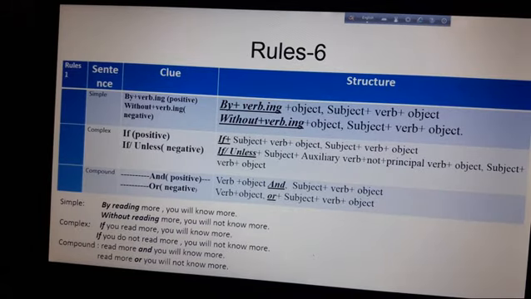If we see the example: by reading more you will know more, without reading more you will not know more. So in a complex sentence, for by there is use of if and there is use of a subject. In the second sentence there is use of you, for that reason in the first sentence you can use you. So: if you read more, you will know more. If you do not read more, you will not know more. Compound sentence: read more and you will know more. Read more or you will not know more. Negative sentence.